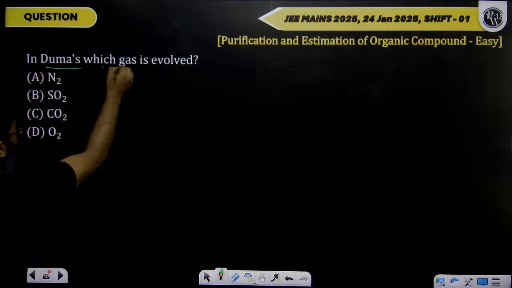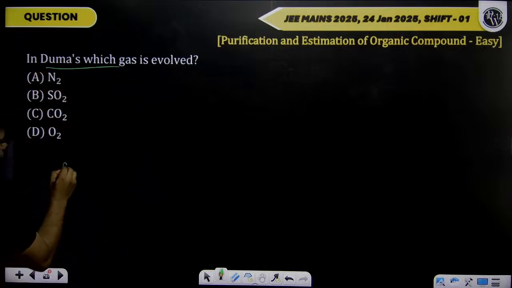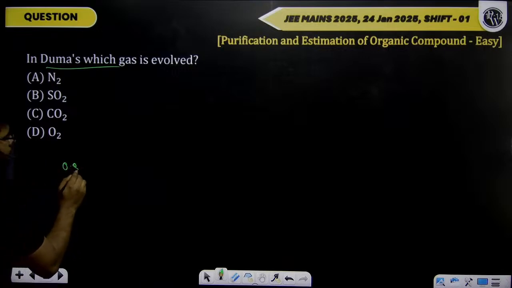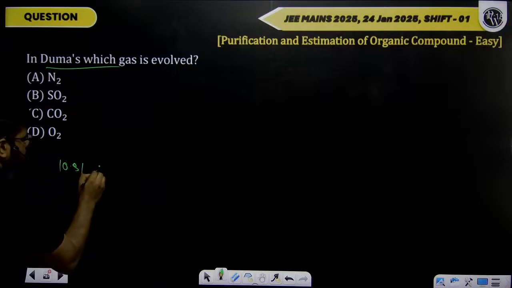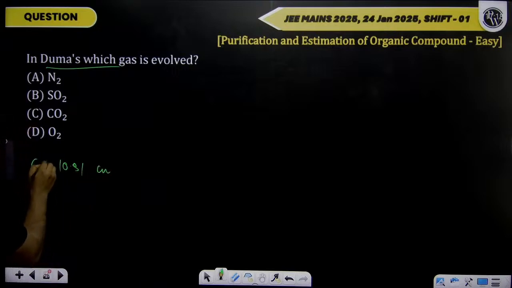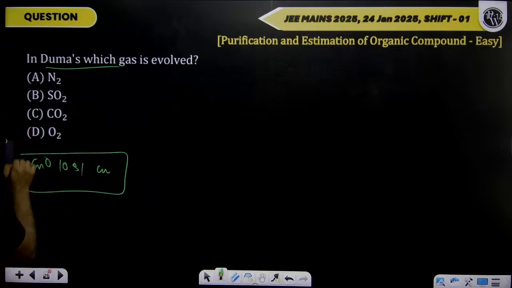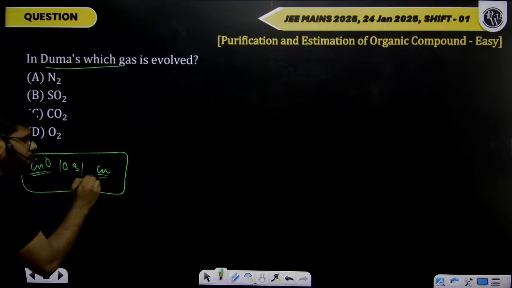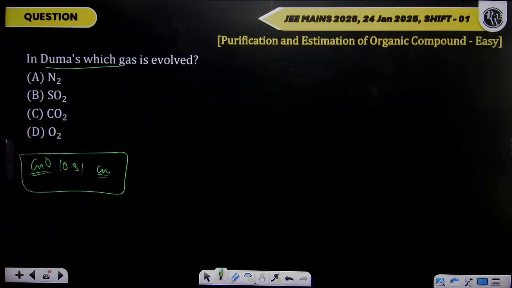Now Dumas method, what happens, that organic sample, suppose say OS, that OS will be taken between copper and copper oxide gauze in a tube. So what is the role of this copper oxide? This copper oxide will be oxidizing the organic sample and this copper will be reducing the nitrogen oxides, okay.